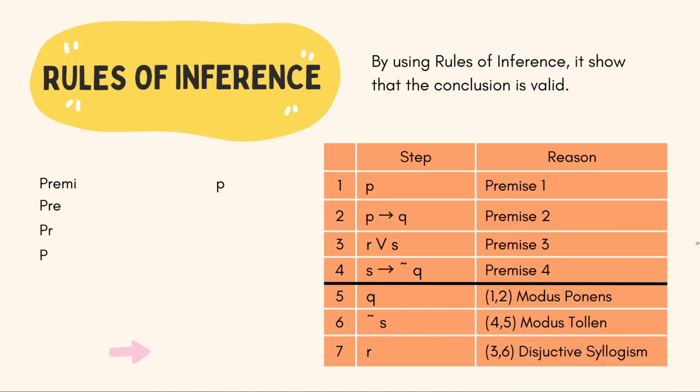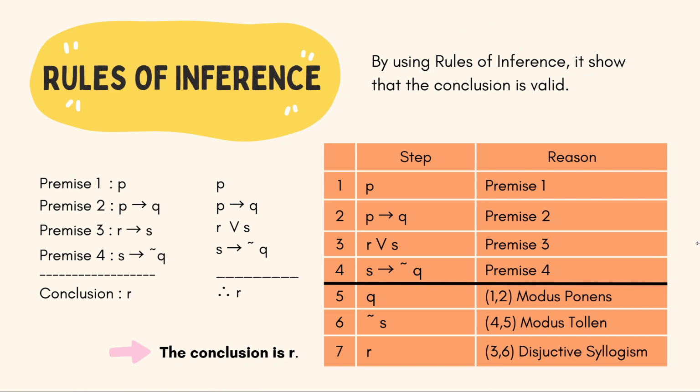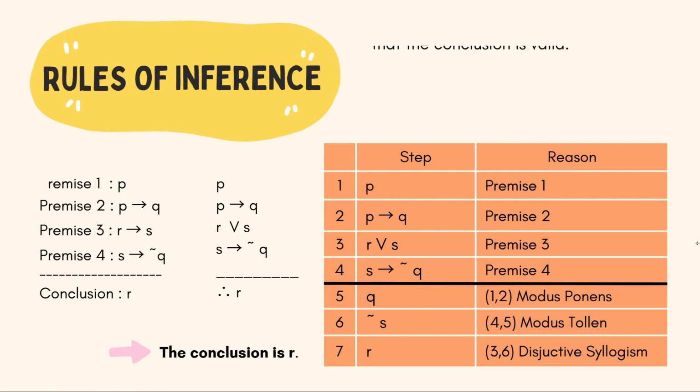Then, in this part I will show you how to solve the question using the rules of inference. Since we have 4 premises, the first step we use modus ponens, where we combine premise 1 with premise 2 and we will get Q. Then we will combine premise 4 and premise 5 and get negation S as the answer by using modus tollens. And for the last step, we use disjunctive syllogism to get R.